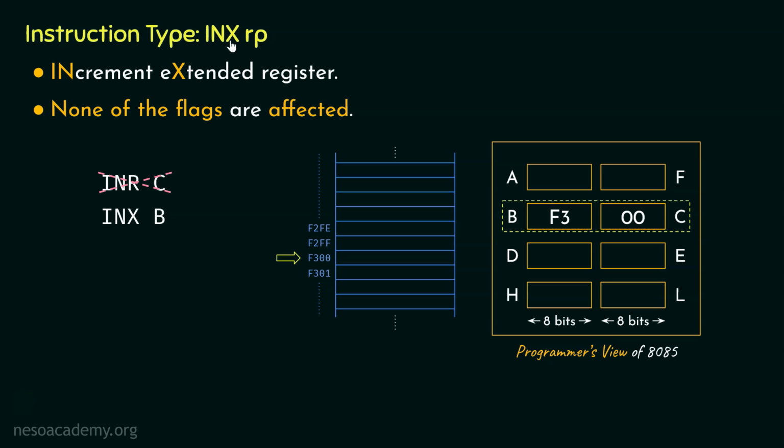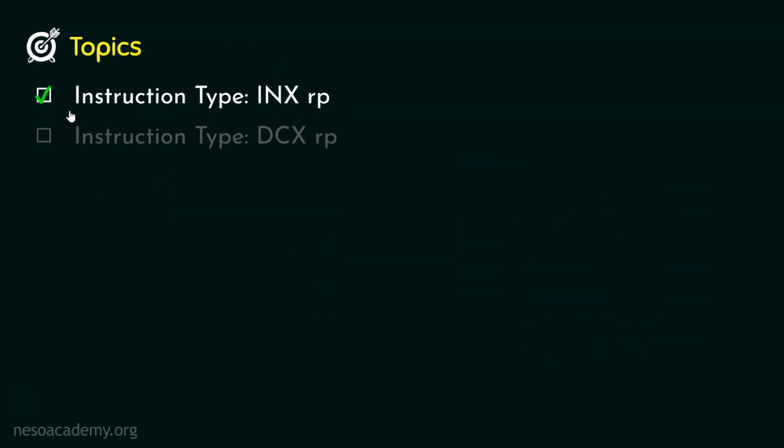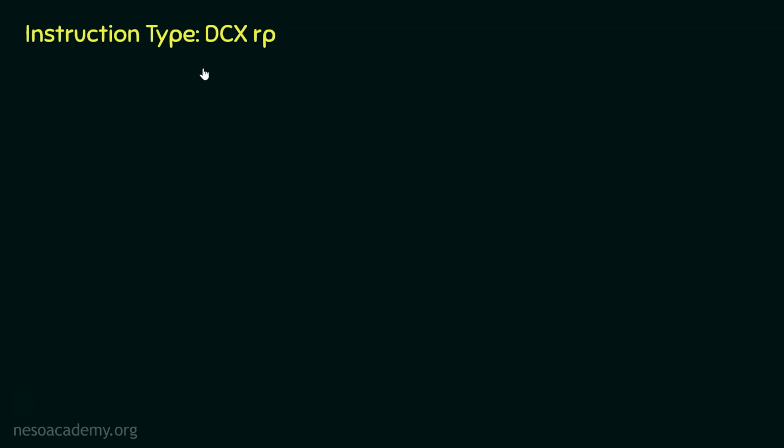Remember, INX stands for Increment Extended Register, and the instructions of INXRP fall under the 1 byte long instructions category. So that was all about the instruction type INXRP. Let's now learn about the instruction type DCXRP. Now coming to the instruction type DCXRP, the mnemonic DCX stands for Decrement Extended Register.